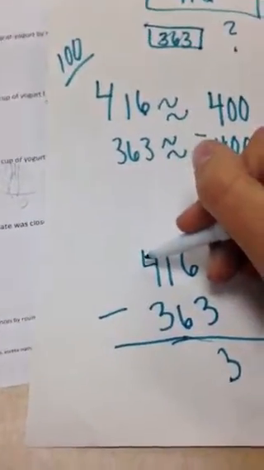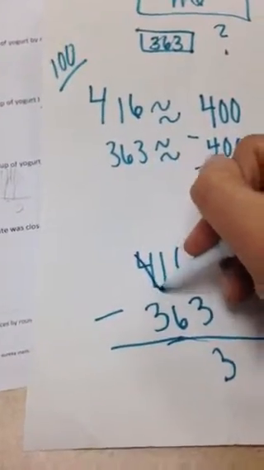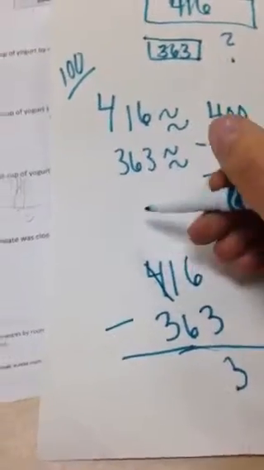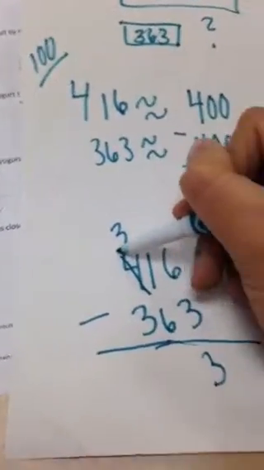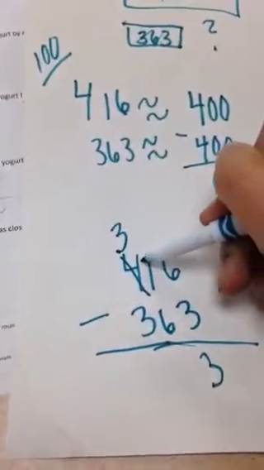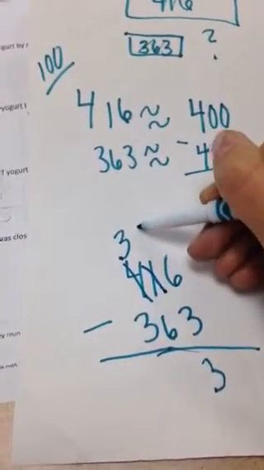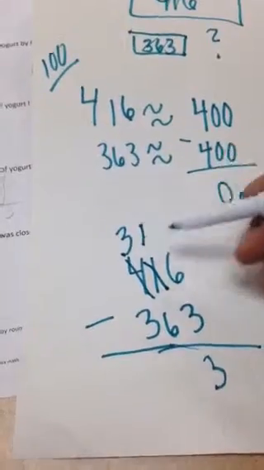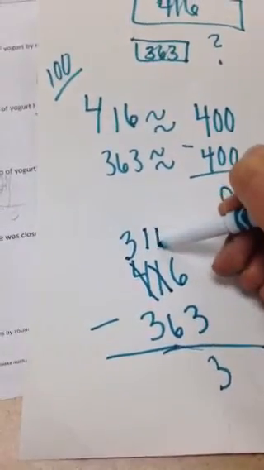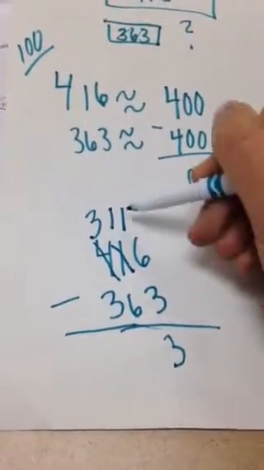Knock, knock, knock, knock. Hello? Hi, can I borrow 10 tens? Why, certainly. So that becomes 300. And right over here, we're going to cross this 1 out. And we add 10 tens, okay, plus 1 ten gives us 11 tens.